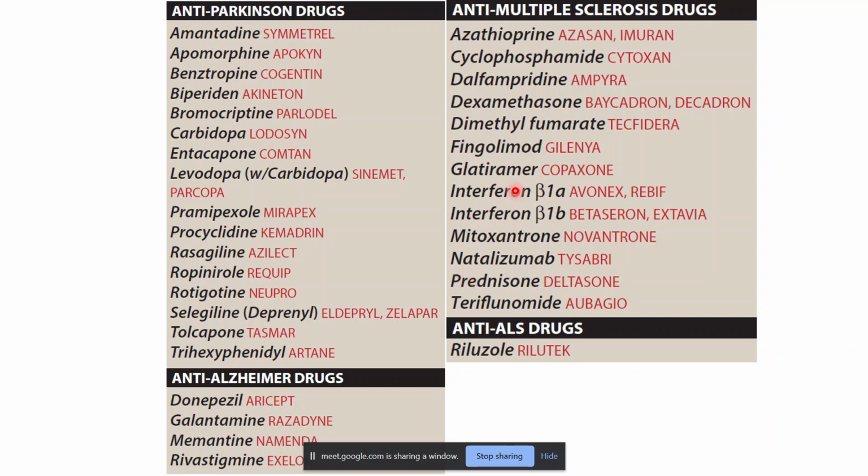So the anticholinesterase inhibitors include galantamine, rivastigmine, and donepezil, and they are more selective for the central acetylcholinesterase. And memantine is the NMDA receptor antagonist.